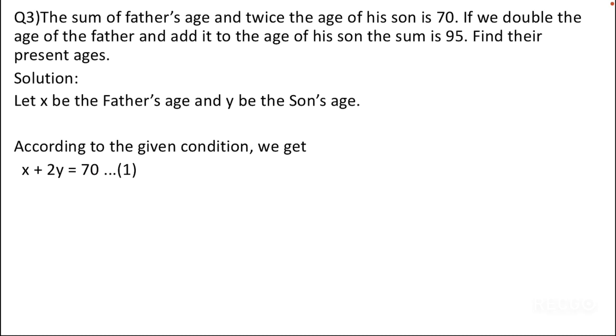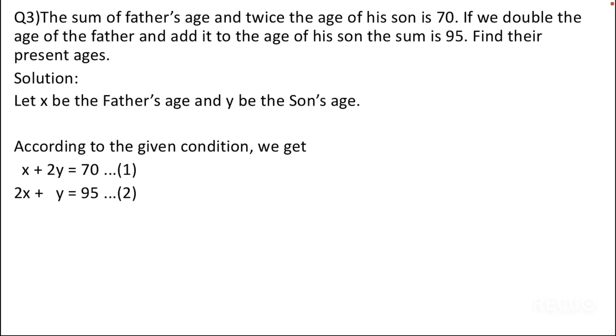Now we will frame the second equation. So what is the second equation? If we double the age of father and add it to the age of his son, the sum is 95. So they are saying that they are doubling the age of father. It means they are doubling x. So we have 2x, and we are adding 2x to the age of his son, that is we are doing 2x plus y. So what we get? 95. So over here you can see 2x plus y is equal to 95. So if we double the age of father and add it to the age of his son, the sum is 95. So from the given words we have framed the two linear equations.